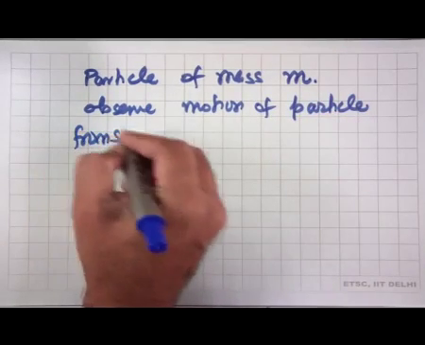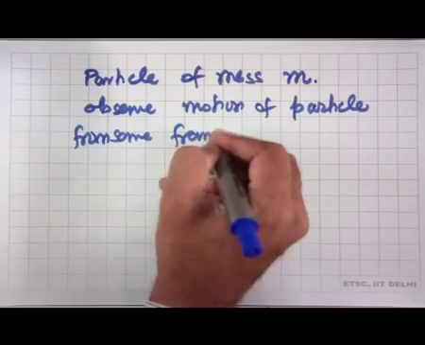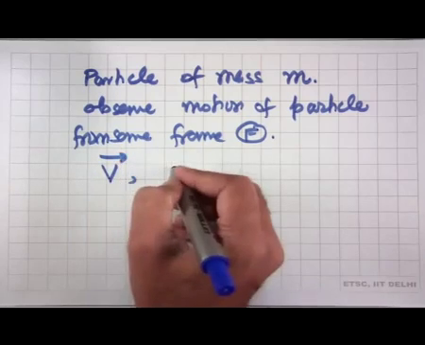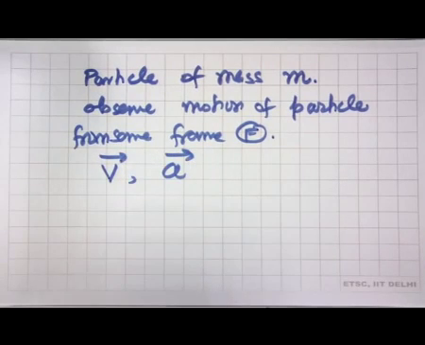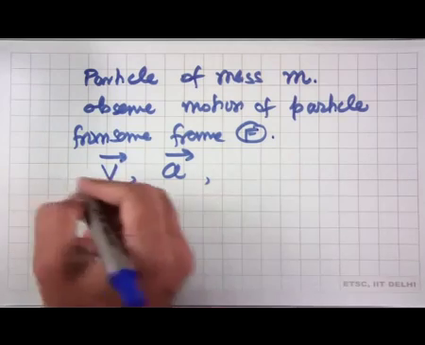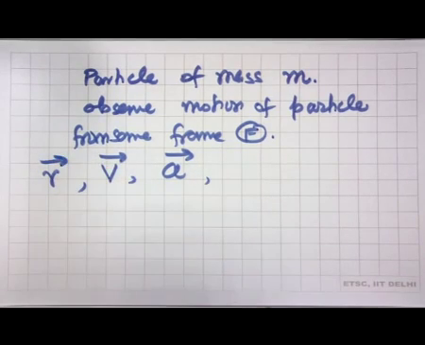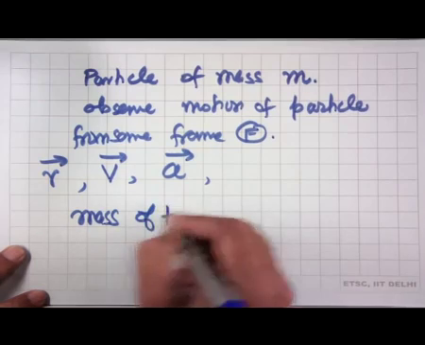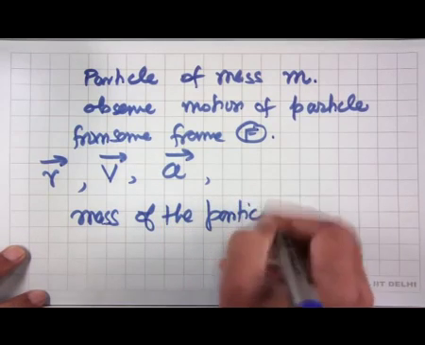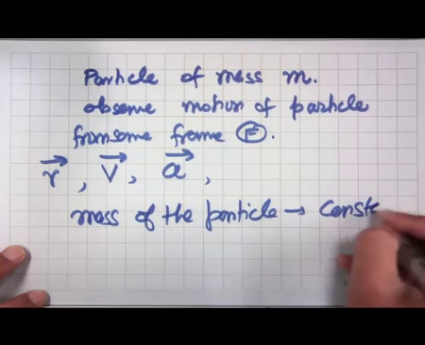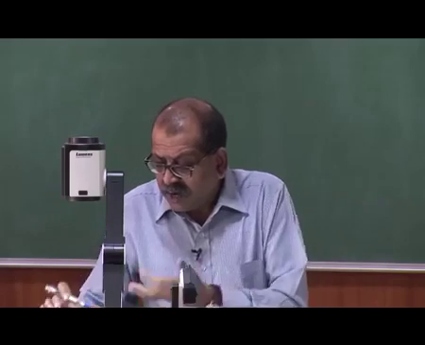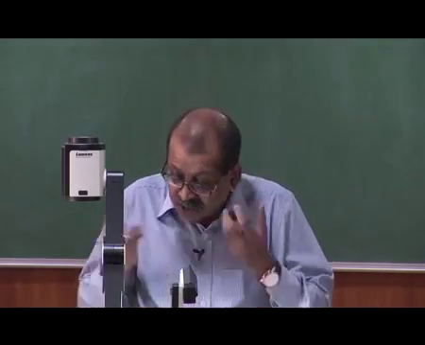and we observe the motion of the particle from some frame f. What we find is the particle has a velocity v, it has an acceleration a, and it also has a position vector r. Now, what we also find is the mass of the particle is always constant, and this again comes when we are talking in terms of classical mechanics.